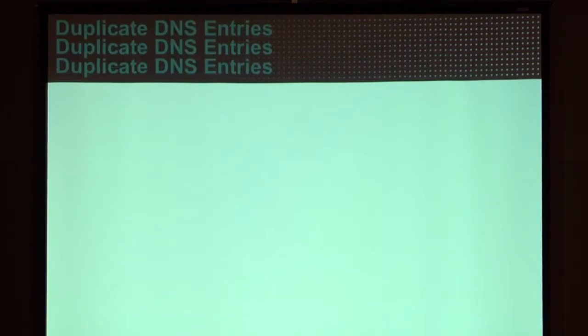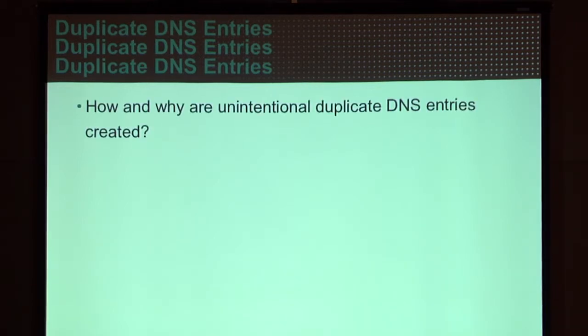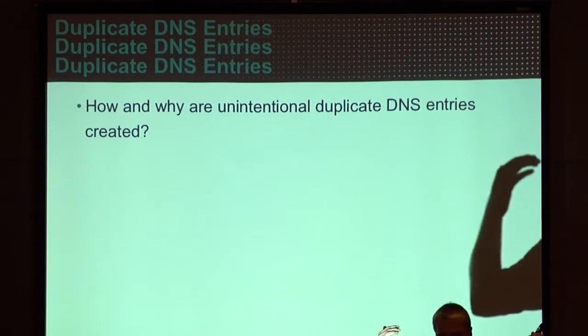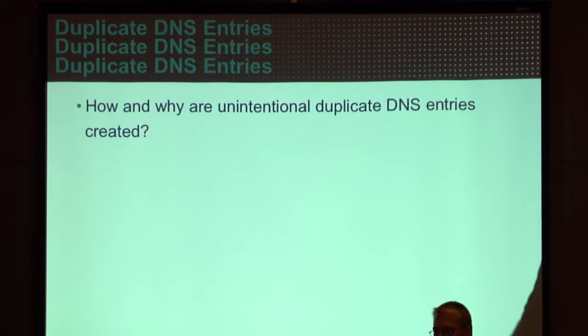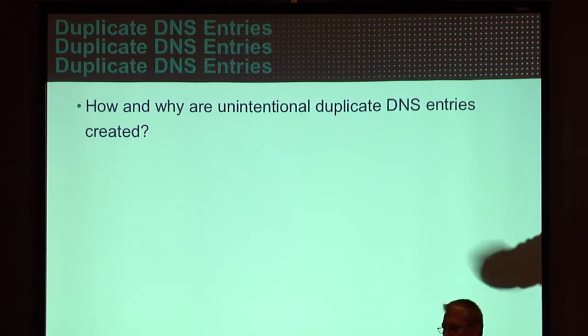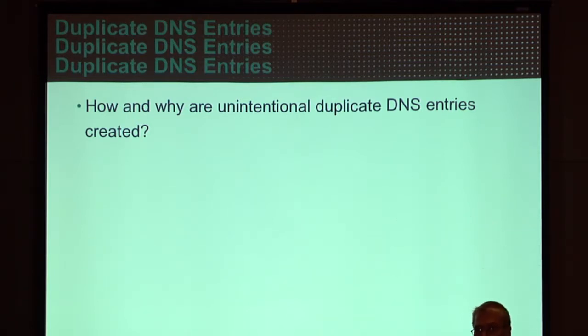The next thing I want to look for is duplicate DNS entries. So how and why are unintentional duplicate DNS entries created? It may not surprise you, but a lot of places I go to, they'll have 100 PCs, and it's time to upgrade them. What do they do? Yank the power cord, unplug the patch cable, ship the stuff off to the recycler. They bring in 100 new, plug them in, go through the process, and now they've got 100 old AD accounts still in AD and still in DNS.